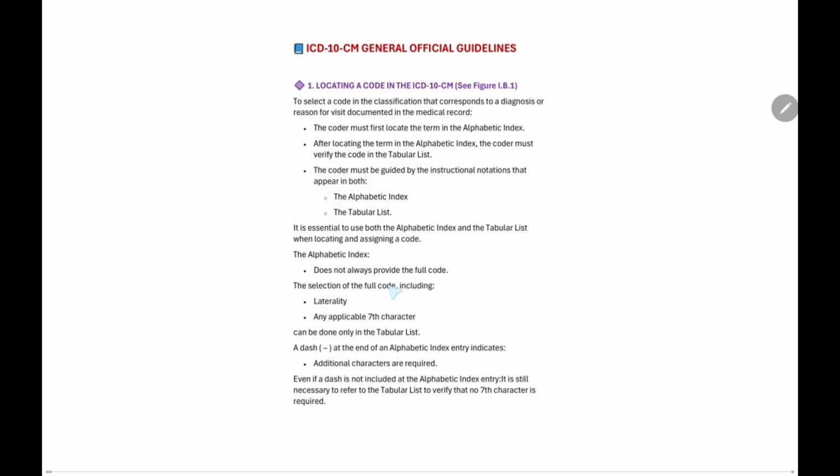The alphabetic index does not always provide the full code. We will have the first three characters, and then the selection of the full code will have the laterality and any applicable seventh character. We discussed all this yesterday, right? A dash at the end of an alphabetic index entry means it requires additional characters for the completion of the code. Even if a dash is not included, it is still necessary to check whether there is a seventh character based upon the encounter, like A, D, S. Yesterday we discussed all these things.